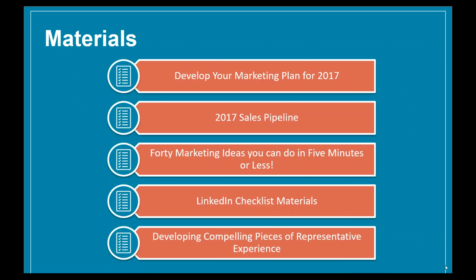Now, in the dashboard, you have access to all of the materials from today's session. All you have to do is click to download them. I think I left the Develop Your Marketing Plan for 2017 as a Word document. I don't recall, but even if it's a PDF, you can download that. If you've already downloaded it, you can follow along as we go through this presentation. You have an Excel document that is a sales pipeline for 2017. And then the last 3 documents for sure are PDFs: the 40 ideas you can do in 5 minutes or less, and I promise that's true. We have a LinkedIn checklist to help you get your LinkedIn profile in tip-top shape. And then I also included a piece on how to develop compelling pieces of representative experience, which we're going to talk more about.